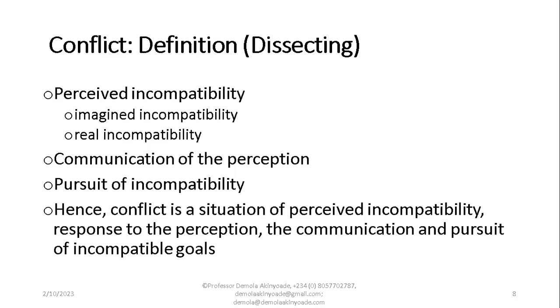Also, another component of conflict is how parties talk about this perception of incompatibility, how they communicate their perception of incompatibility. Are they communicating in violent terms? Are they communicating in peaceful terms? Because having incompatibility in itself is not enough reason for people to start beating themselves.